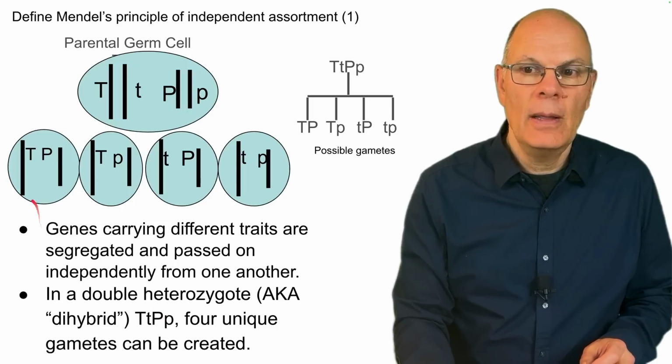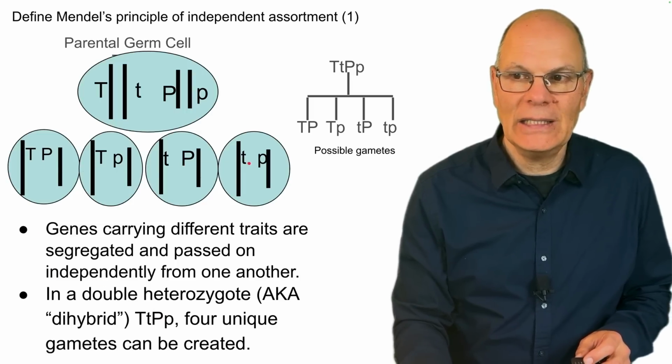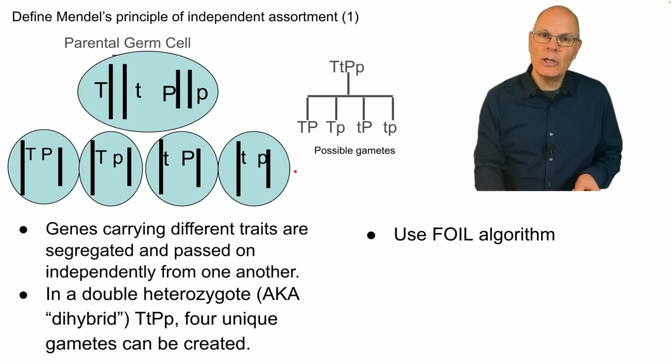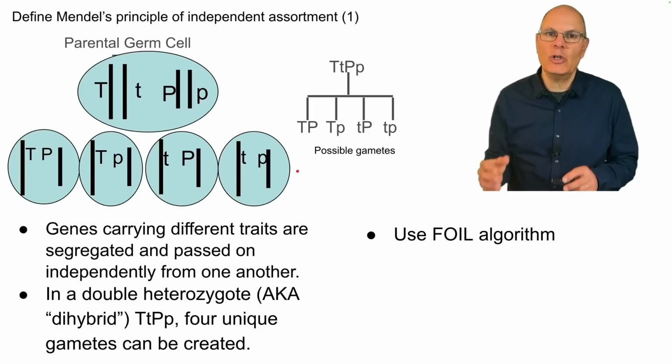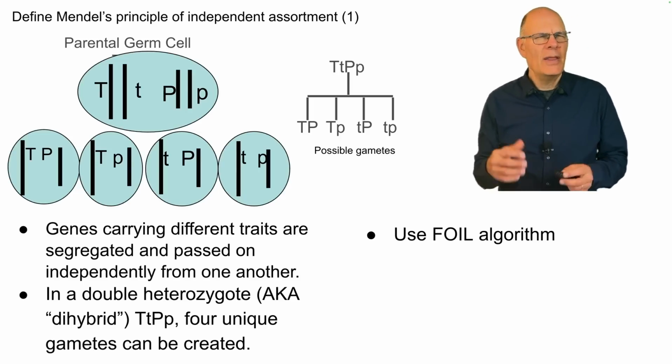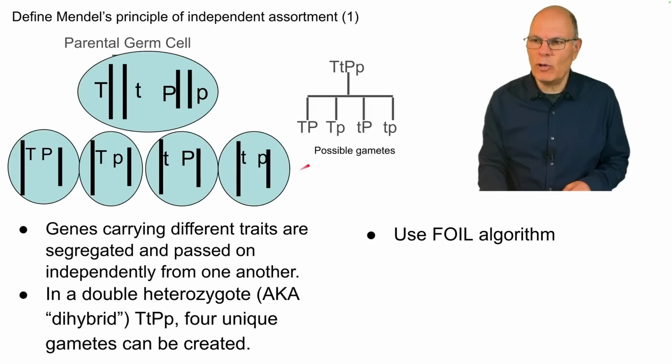Here they are: big T big P, big T little p, little t big P, little t little p. How can you figure this out for yourself? It's very, very simple if you use the FOIL algorithm. That's for factoring binomials. You should know it from algebra. If you don't, just remember it.